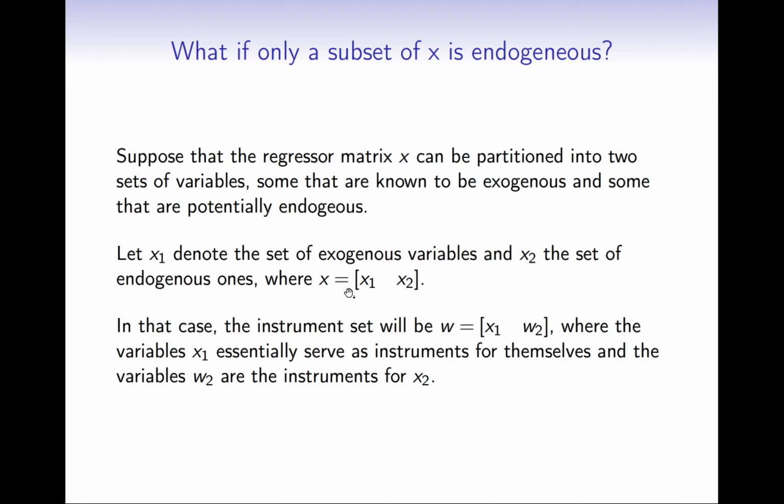In that case, you can consider the instrument to be x1 and w2. So basically, the x's that are exogenous, you use as instruments for themselves. You can think of it that way. And then you just use the w's for the endogenous ones. So you don't have to modify anything. The same formula works. You just specify your w this way.